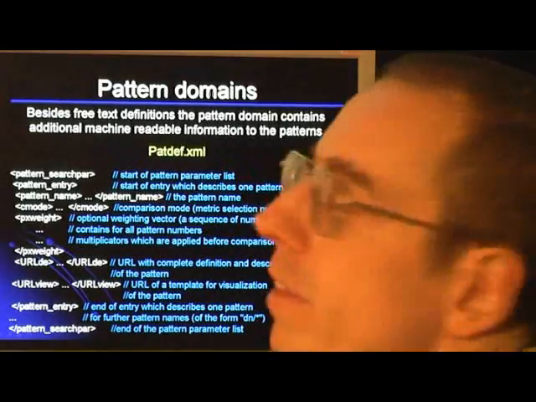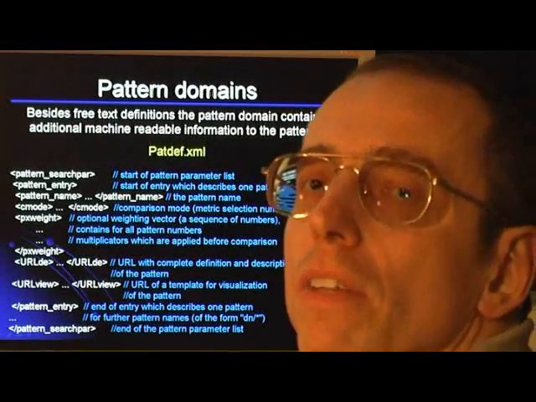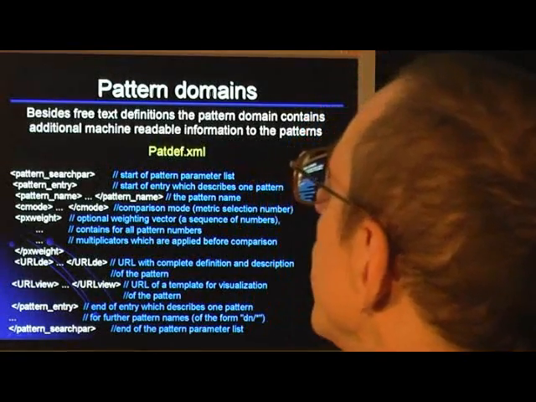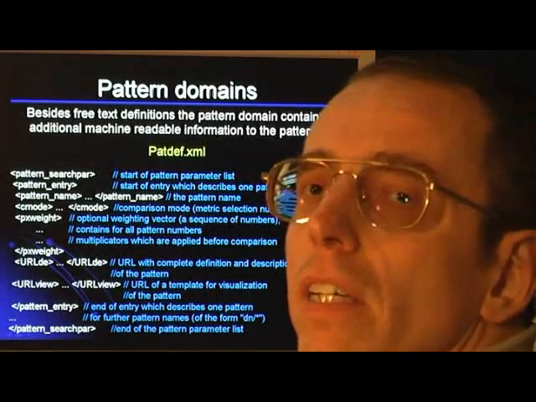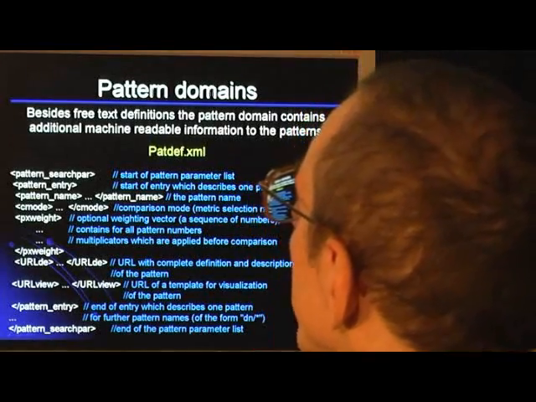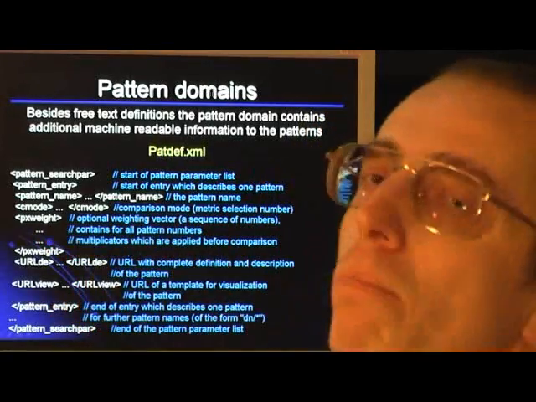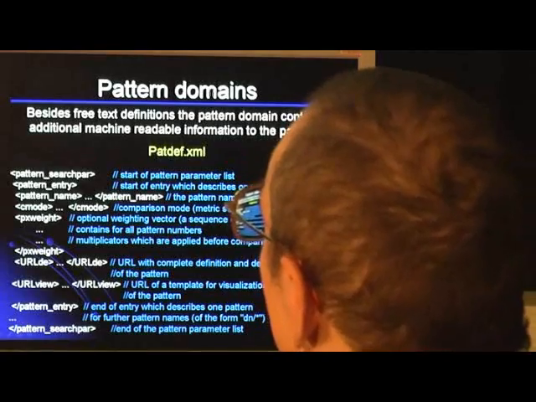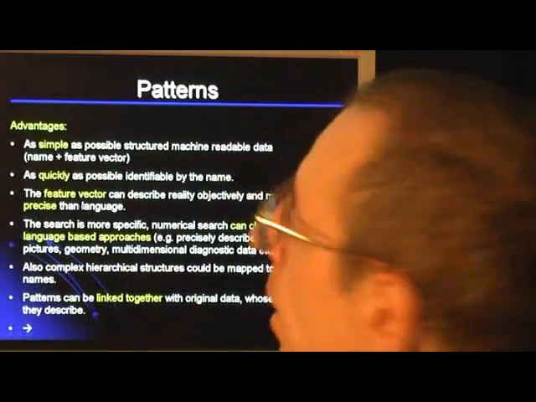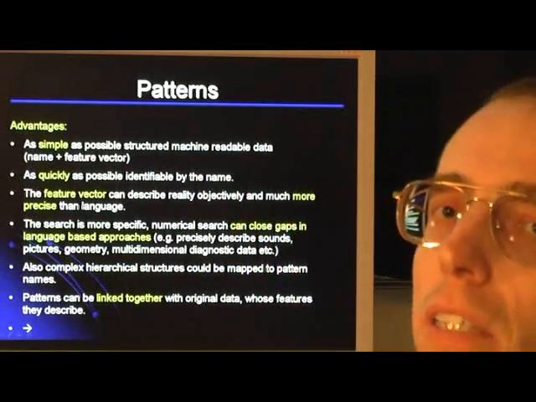Further, in the directory with definitions, there is a further machine readable file which is necessary for the search engine, so that it can identify, for example, the metric which should be used for comparison. The number of the metric is listed here. And here are some advantages of the pattern structure.